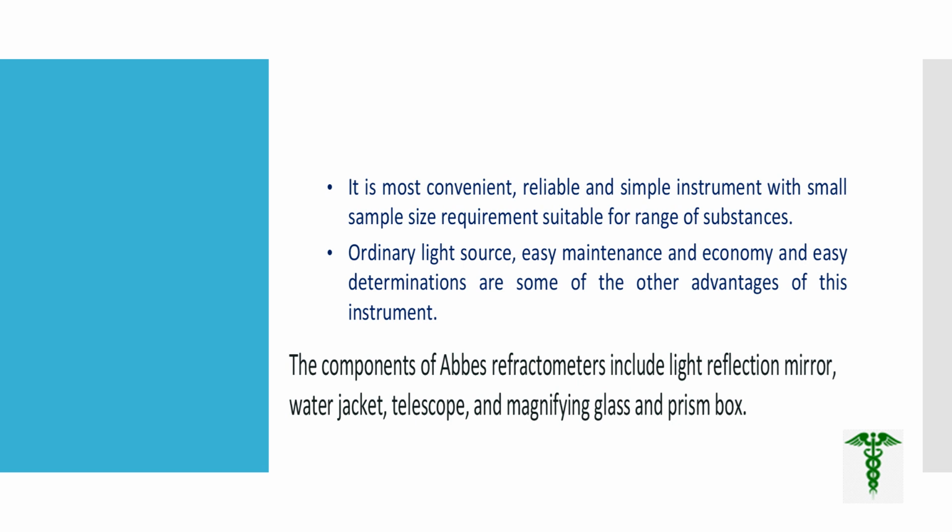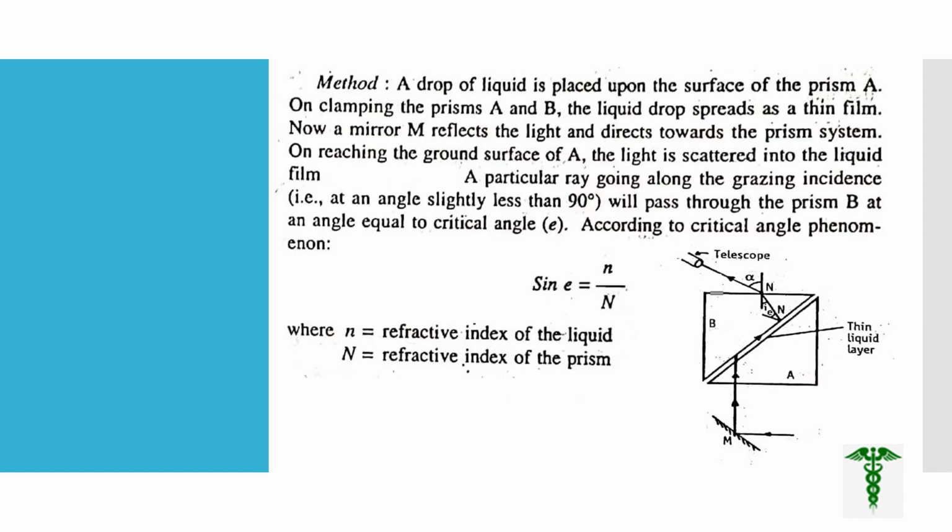So these are the advantages which help you to select Abbe's refractometer. As we already mentioned, these are the parts of the Abbe's refractometer. Once again, they are the light reflection mirror, water jacket, prism box, telescope, and magnifying glass.